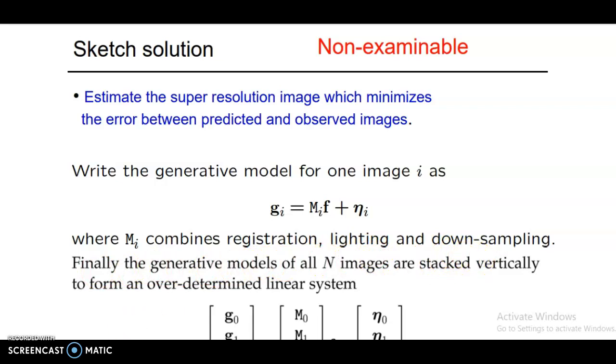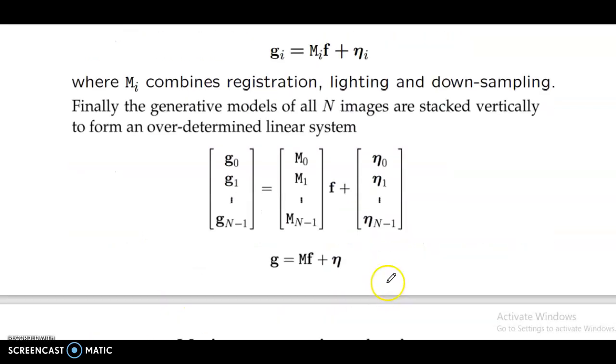Finally, the generative models of all n images are stacked vertically to form an over-determined linear system. G0, G1 up to G n minus 1 equals M0, M1 up to M n minus 1, times F, plus mu0, mu1 up to mu n minus 1. That is, G equals M F plus mu.